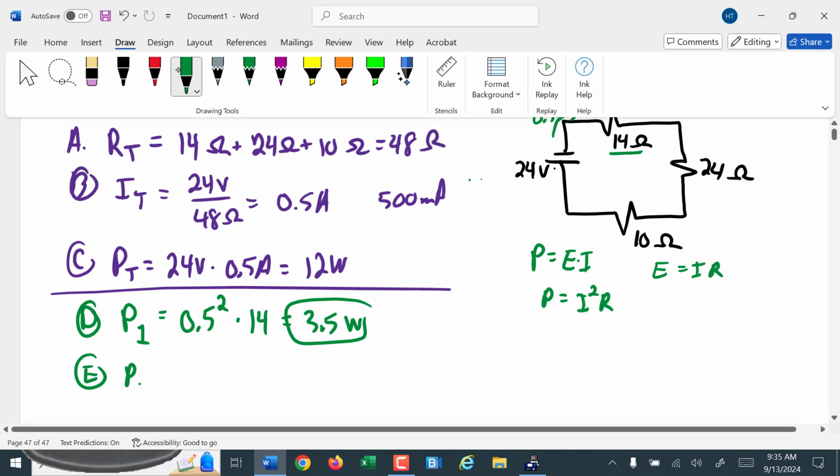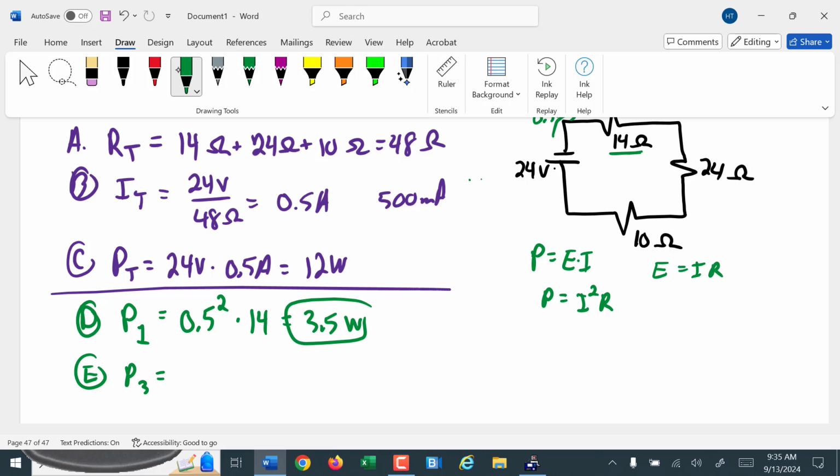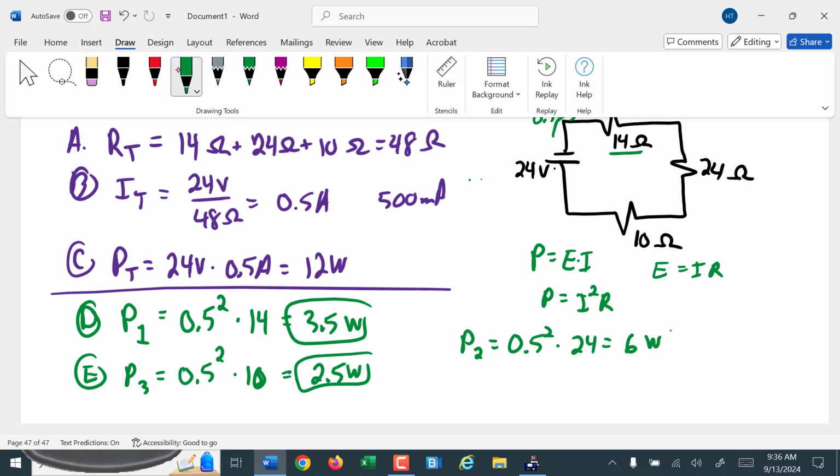So E, the power dissipated in resistor 3, is the same formula. We just put in resistor 3 of 10. So it's the current of 0.5 squared times 10 is 2.5 watts. And now I didn't ask for the power dissipated in resistor 2, but if I did, again, it's 0.5 squared times 24, giving us 6 watts. And those three numbers should add up to 12 watts, which is our total wattage created.